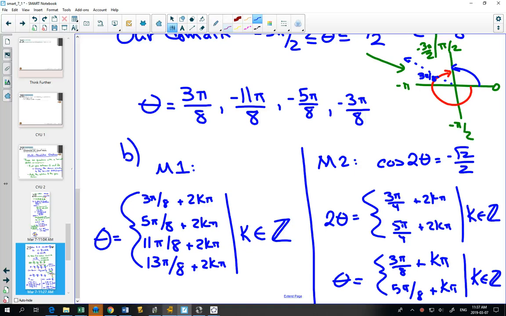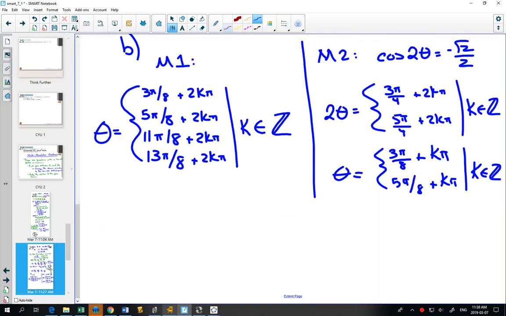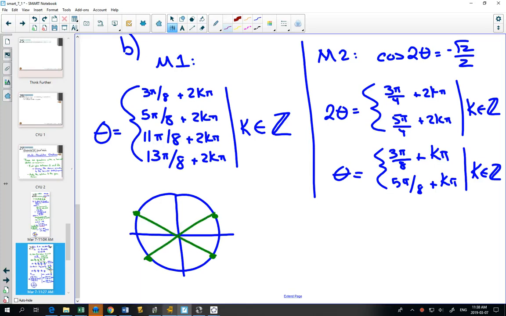And if we look at this visually, my first answer here says on my unit circle, here's 3 pi over 8, here's 5 pi over 8, 11 pi over 8, and 13 pi over 8. Those are my answers. And I would do each one of those 4 separately by adding 2k pi. In the second solution, and I'll color code this differently, here's 3 pi over 8. Here's 5 pi over 8.